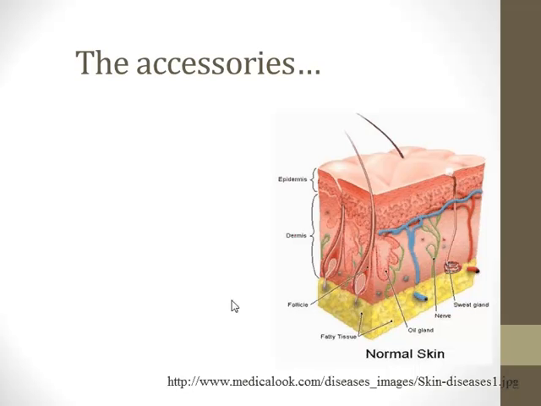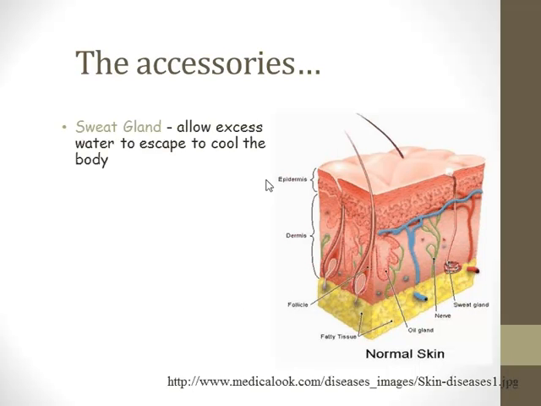There's also some accessories. These accessories are things like the sweat gland. Now your sweat gland, if you look over here, this is your sweat gland. It allows excess water to escape and cool the body. We also have an oil gland. Now right here, here's your oil gland. That oil is going to seep in here. This helps keep our skin and hair from drying out.